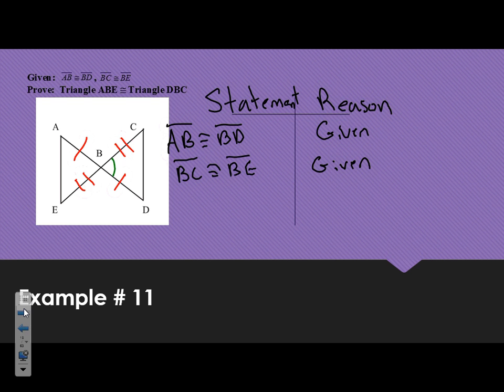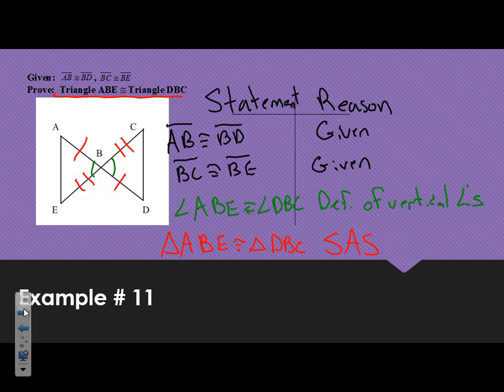and we have some vertical angles, so I could put angle ABE is congruent to angle DBC, and my reason is going to be definition of vertical angles. And then I'm going to finish. I have enough information to prove these triangles are congruent, so I'm going to say triangle ABE is congruent to triangle DBC, and my reason this time is going to be side angle side.